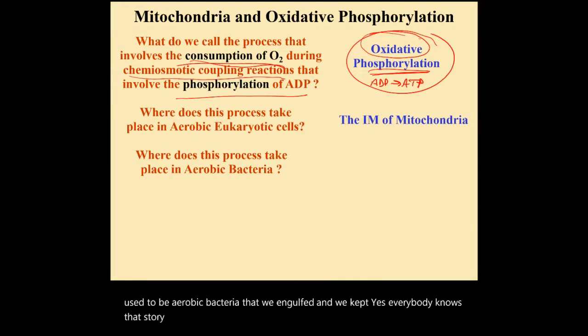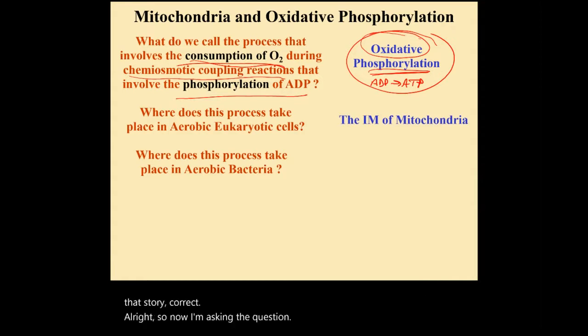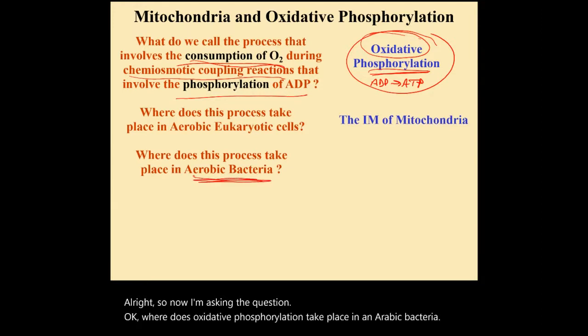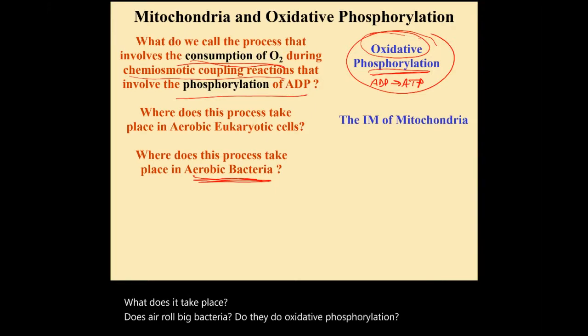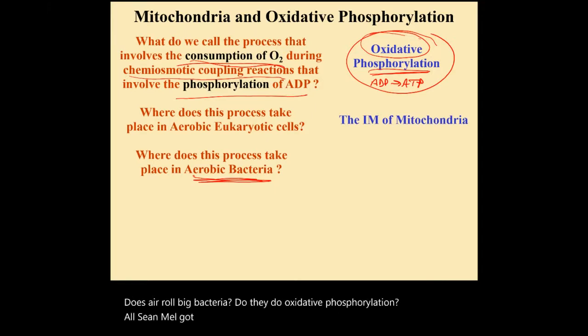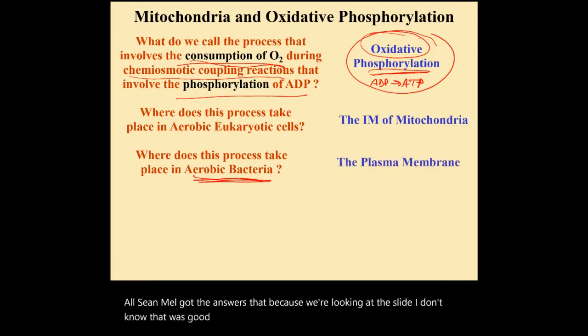All right, so now I'm asking you the question, where does oxidative phosphorylation take place in an aerobic bacteria? But does it take place? Do aerobic bacteria do oxidative phosphorylation? Oh, Charmel got the answer. Is that because we're looking at the slide? I don't know. That was good. Okay. It takes place in the plasma membrane.